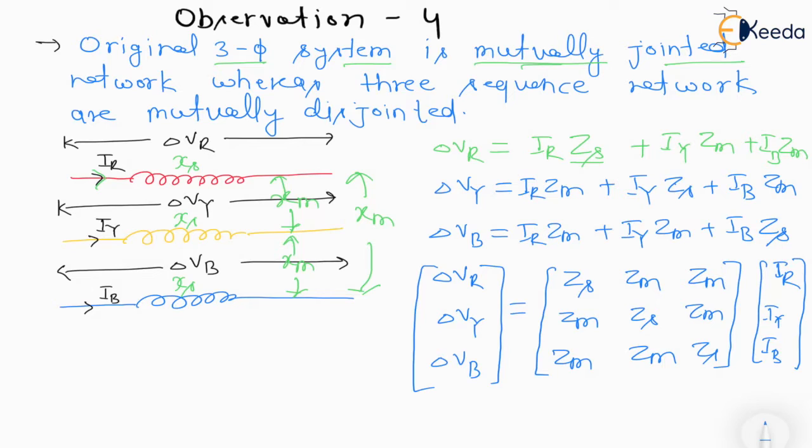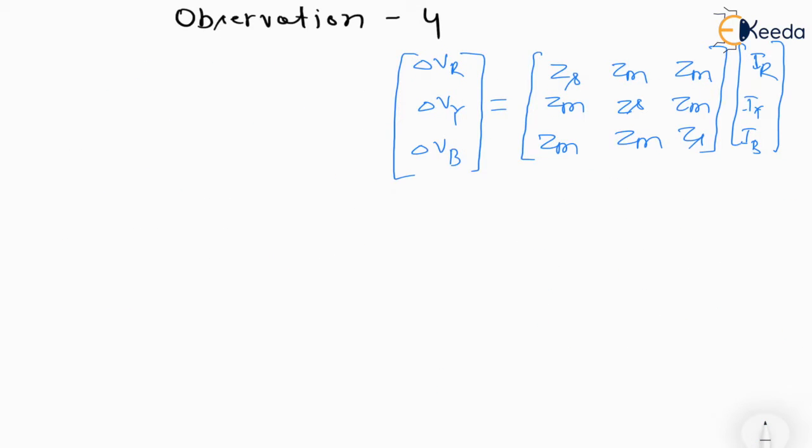If all the off diagonal elements, meaning all the Zm, are equal to 0, then this will be mutually disjointed. But here the off diagonal values are filled with Zm, so this is a mutually jointed network, meaning R phase is connected with Y phase, Y with B, and B phase is connected with R. So now we are going to see the sequence network. We are going to convert delta VR, delta Vy, delta Vb into sequence voltages.